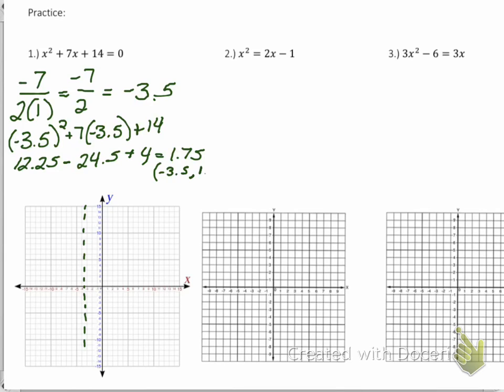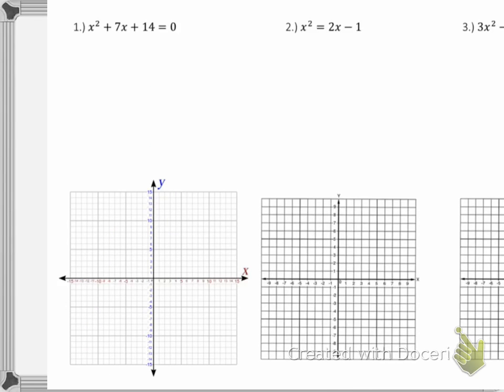-3.5, 1.75. Okay, so 1.75 is about, let's see, I gotta zoom up on my graph here. It's about right here. Okay, and I know my y-intercept's all the way up at 14. So 14 is about right there. So immediately, without even having to finish the rest of this, I know that I'm going to reflect my y-intercept, and it's going to look like that. So clearly I'm not going to ever cross the x-axis, and so we would say no solution for the first one.